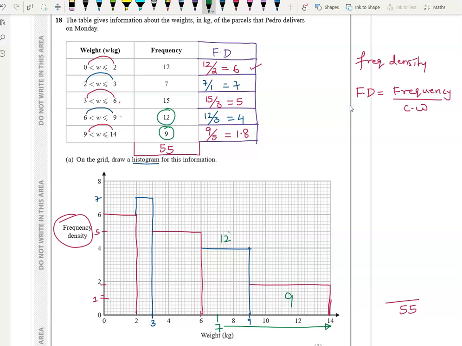For this full group the number of parcels is 12, but I don't need from 6, I need from 7. So we will divide this group from 6 to 9 into 3 parts. Altogether we have 12, so each part will have 4 parcels. Now we need starting from 7, so we will take these two parts. The total number of parcels which weigh more than 7 is 4 plus 4, 8, plus 9, that is 17. So your probability is 17 over 55.